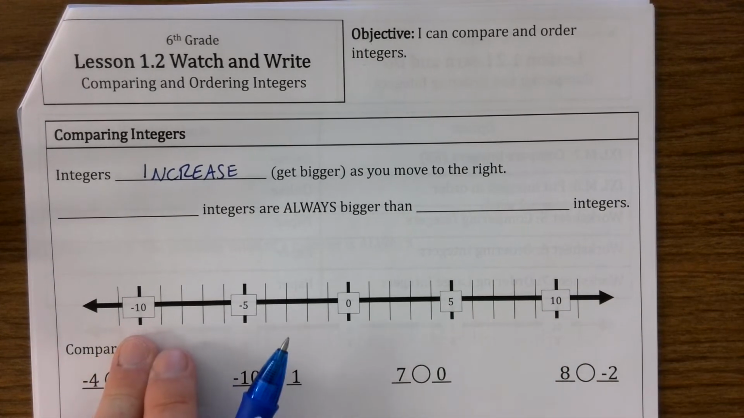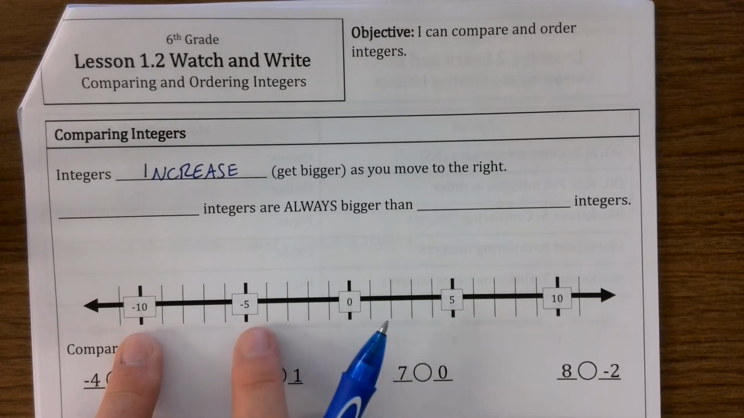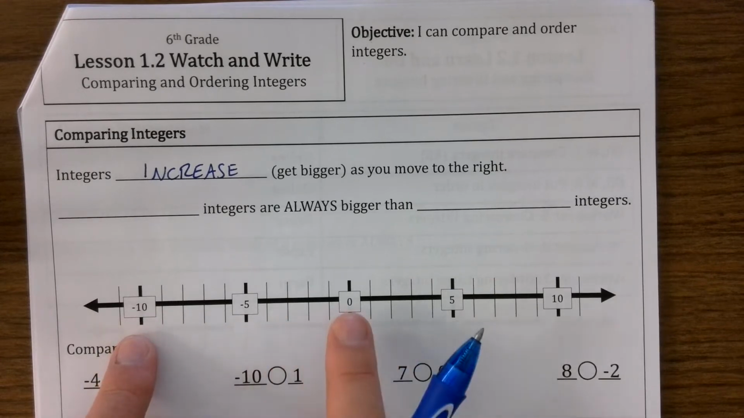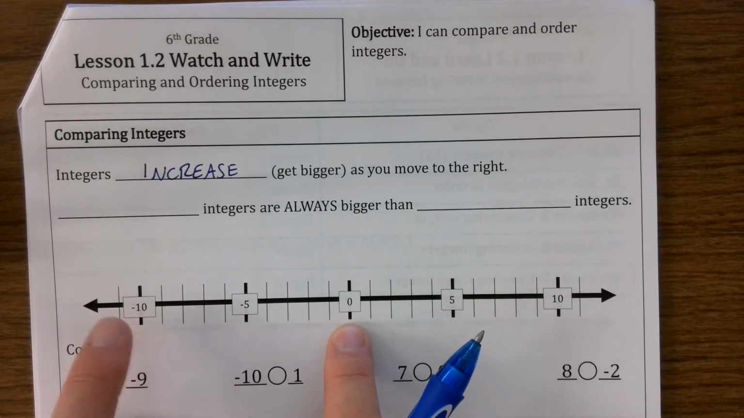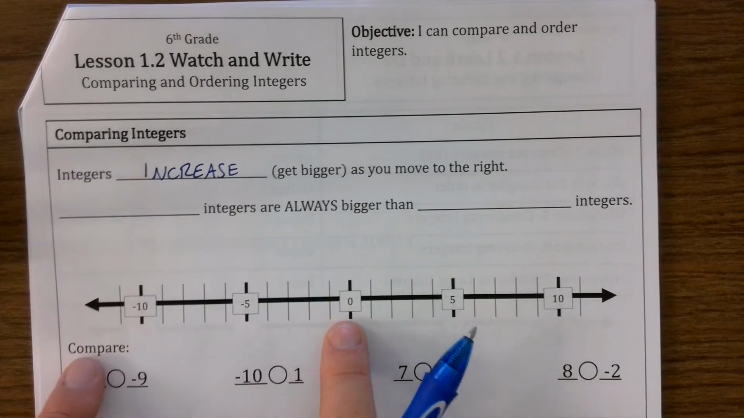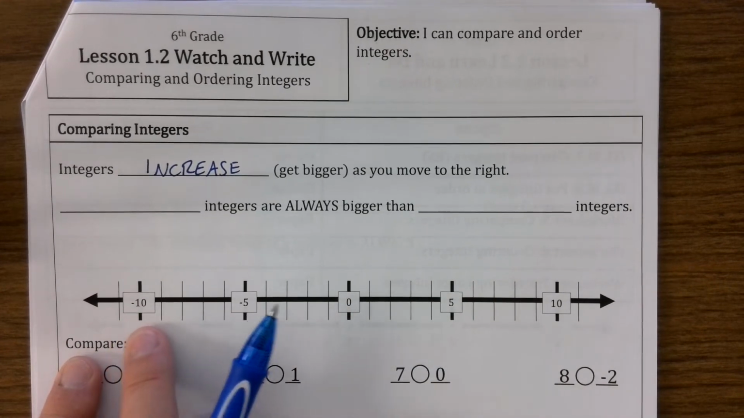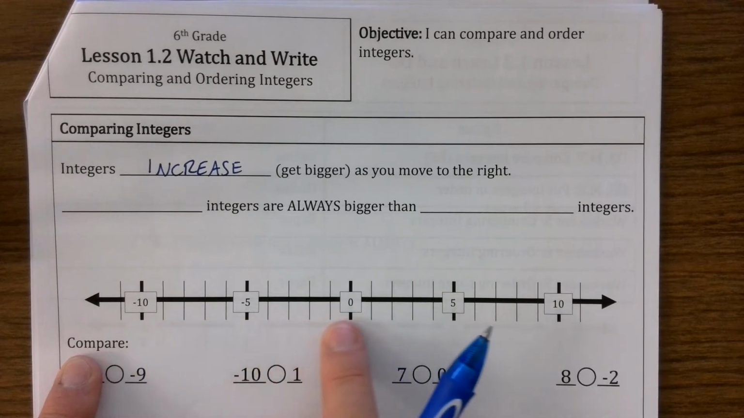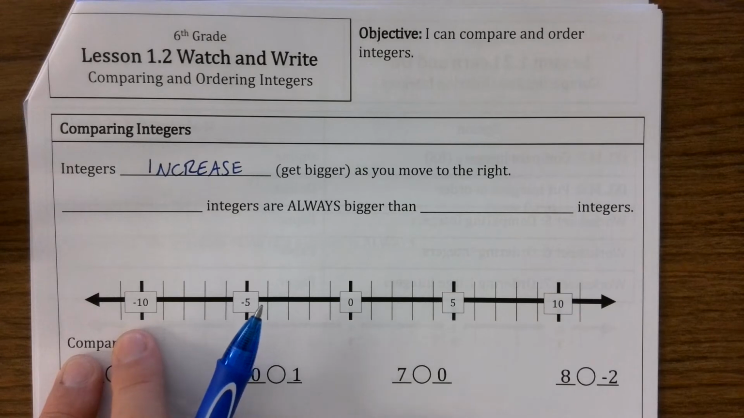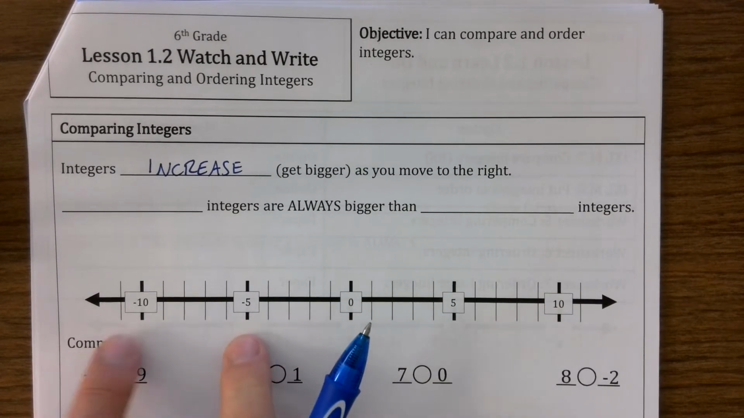Same over here. If we have negative 10, that's going to be smaller than negative 5 because negative 5 is on the right of negative 10. 0 is going to be bigger than negative 10 and negative 5 because 0 is on the right. So even on our negative side, as we move to the right, we're getting bigger. So keep that in mind. If it's on the right side of a number in the number line, the one on the right is bigger.